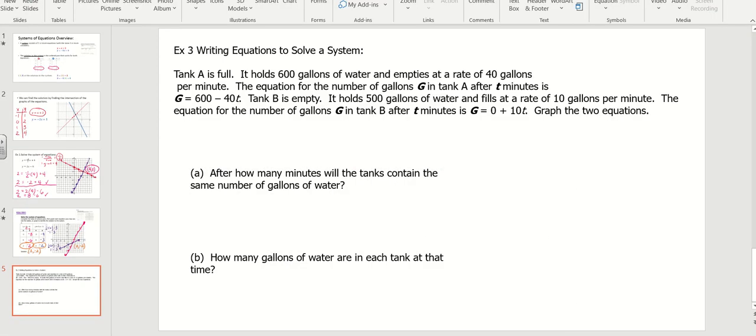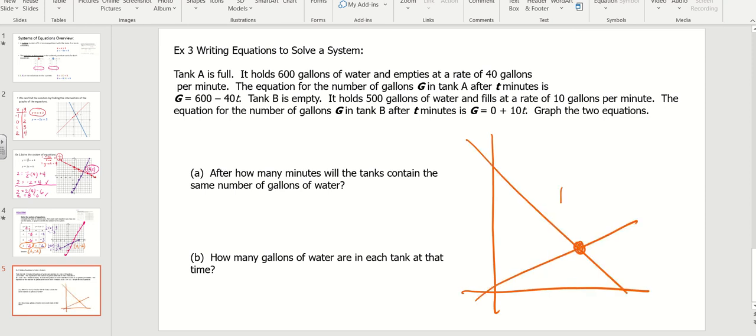Now to put that into context, part A says, after how many minutes will the tanks contain the same number of gallons? Well, you've got to think about that intersection. What does the 12 represent? And what does the 120 represent? Well, remember, the x-axis is about minutes. So this 12 is 12 minutes. After 12 minutes, they have the same amount of water in them.